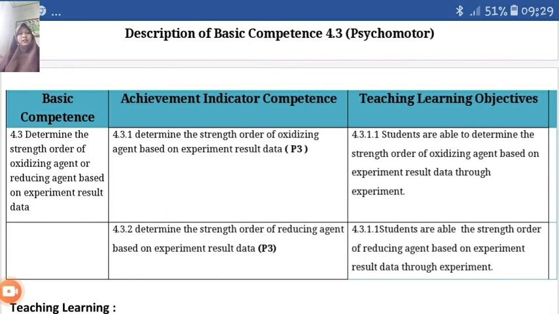The next is 4.3.2, determine the strength order of reducing agent based on experiment result data. For the TLO, we choose that the students are able to determine the strength order of reducing agent based on experiment result data through experiment.